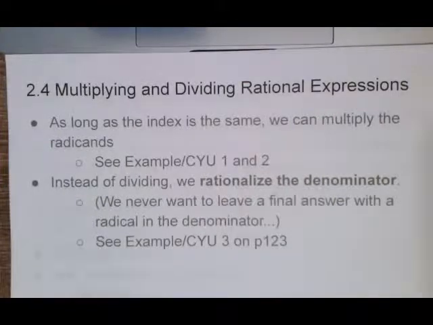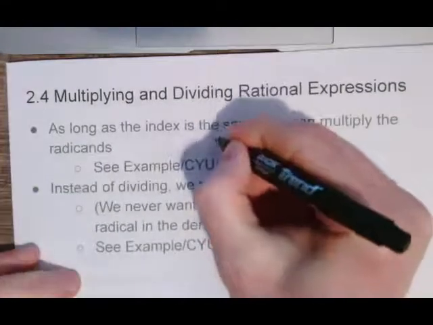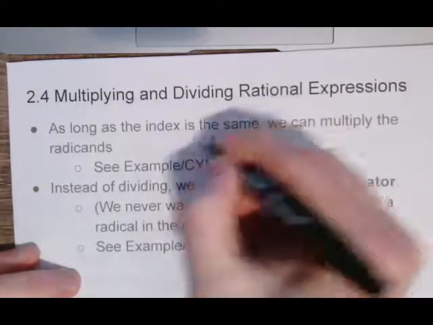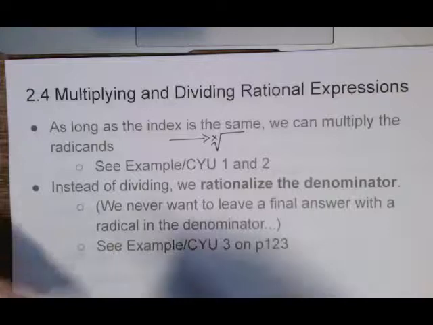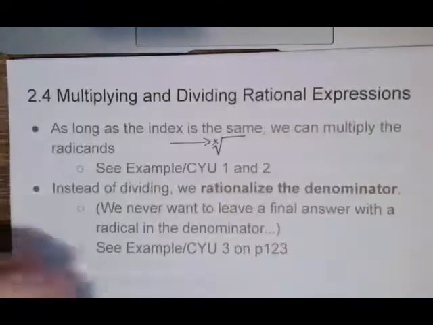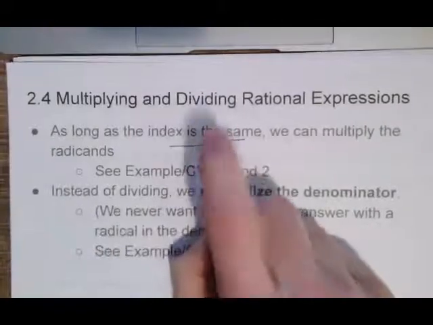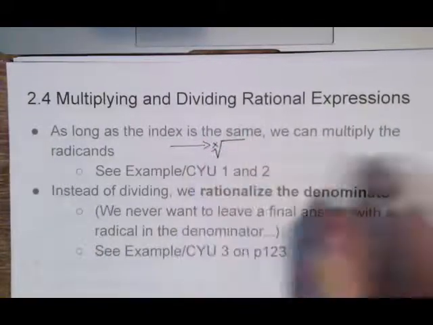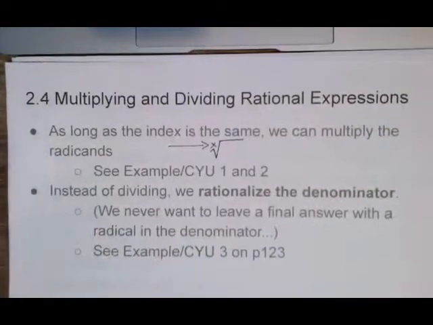Anyways, as long as the index is the same, we can multiply the radicands. The index is that little dude. As long as that's the same, we can multiply whatever's inside and whatever's outside. That's the one thing that matters. I can't multiply a square root by a cube root. It don't work, brothers and sisters.